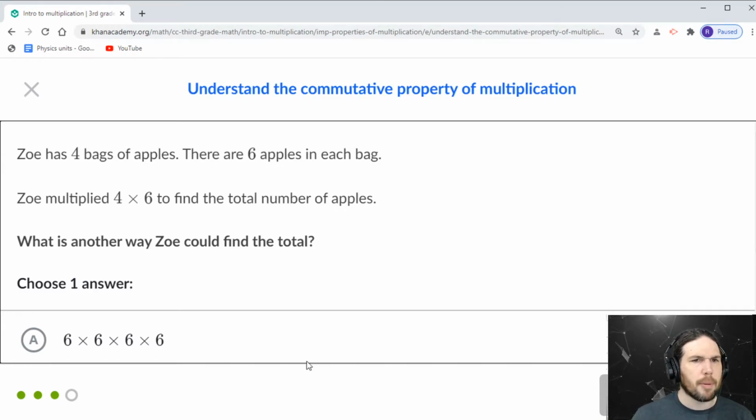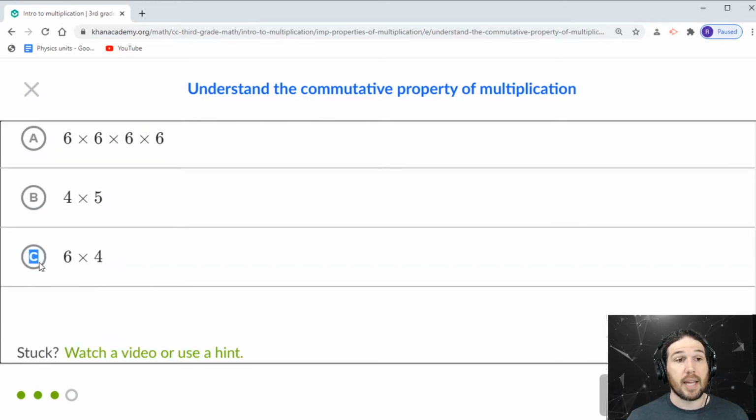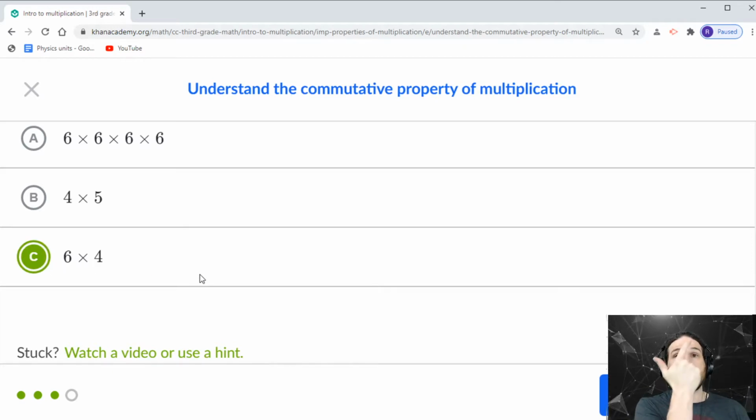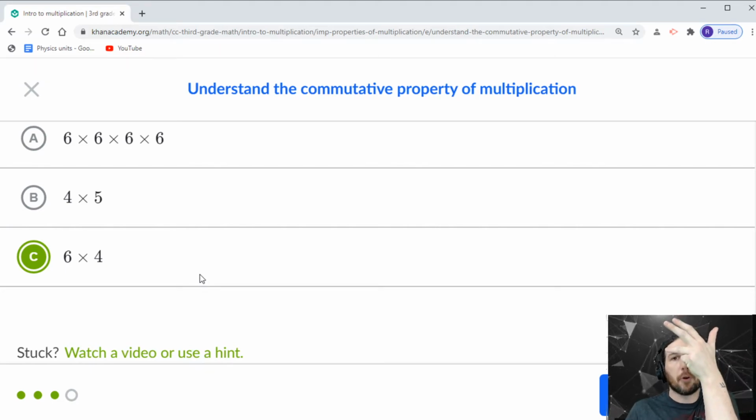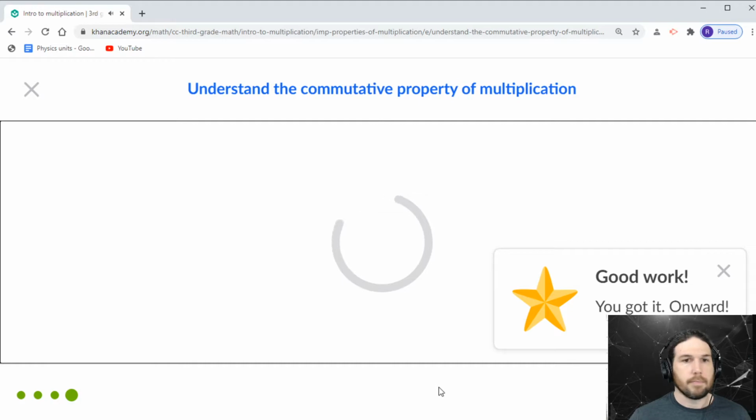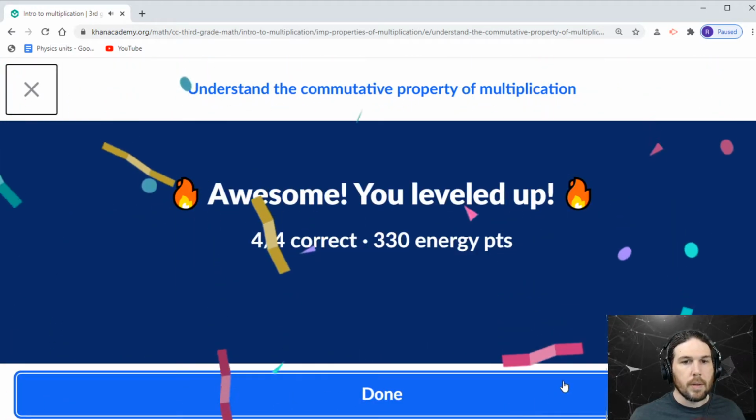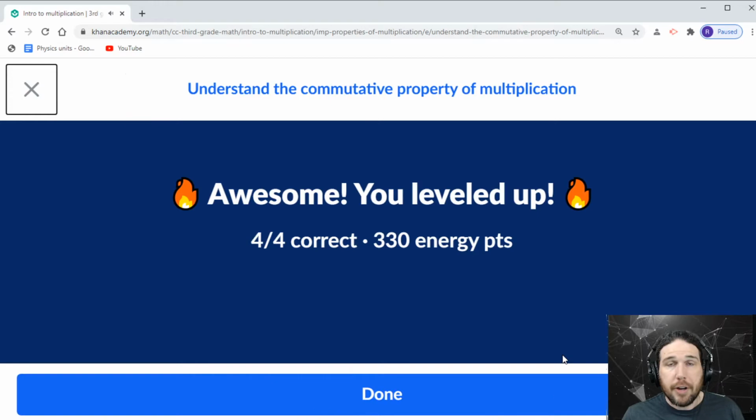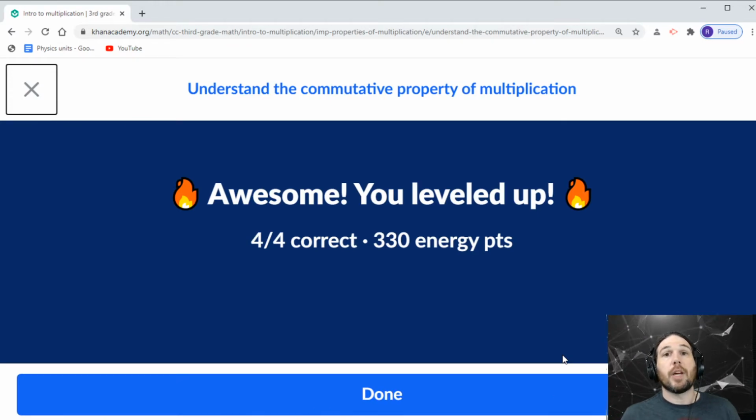Zoe has 4 bags of apples. There are 6 apples in each bag. She could do 4 times 6. She could also do 6 times 4. She could also do 6 plus 6 plus 6 plus 6, or she could also do 4 plus 4 plus 4 plus 4 plus 4 plus 4. All of those are correct, and that's important to keep in mind. The reason why the commutative property of multiplication works is because 4 groups of 3 is the same number total as 3 groups of 4.